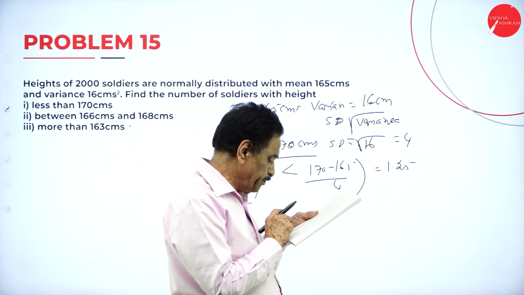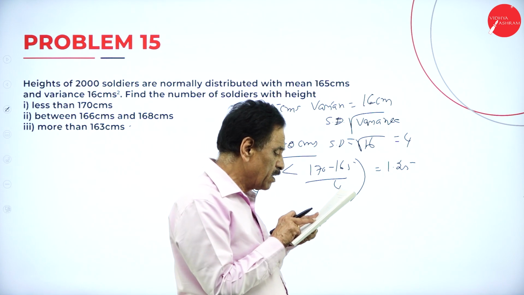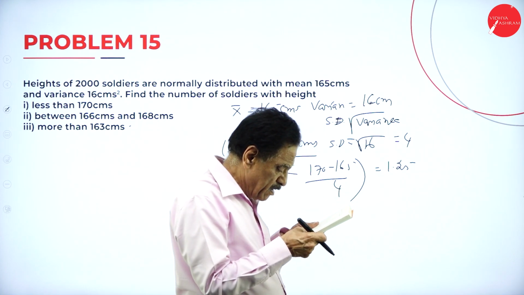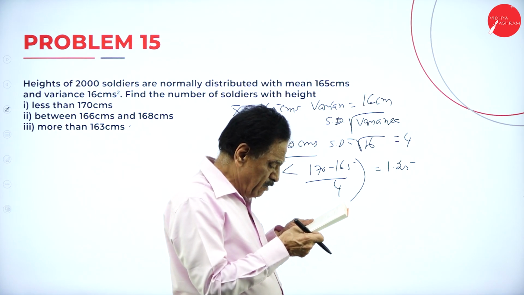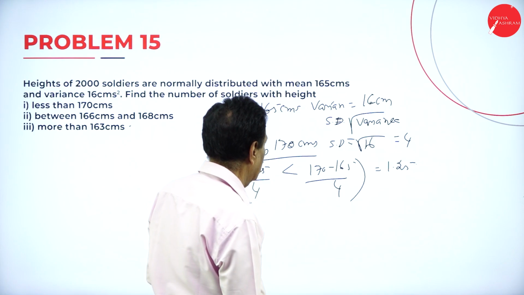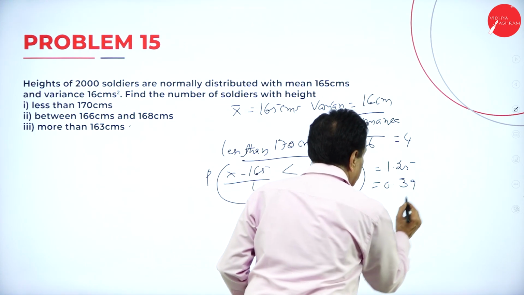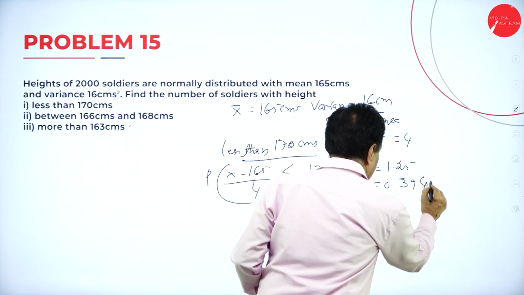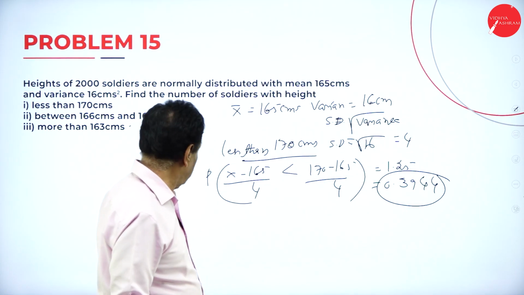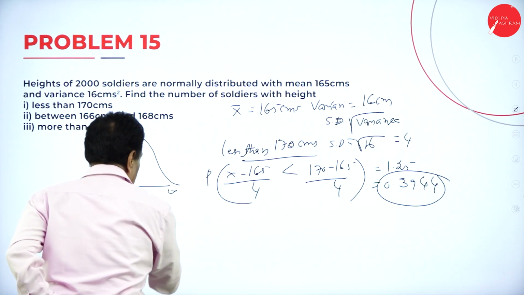Looking up 1.25 in the table, the value is 0.3944. Put this in the graph, from minus infinity to positive infinity.